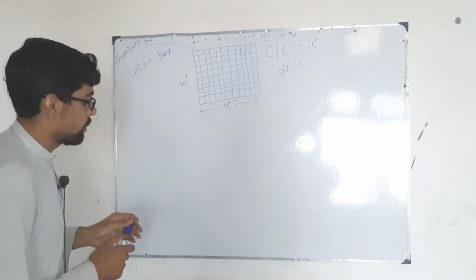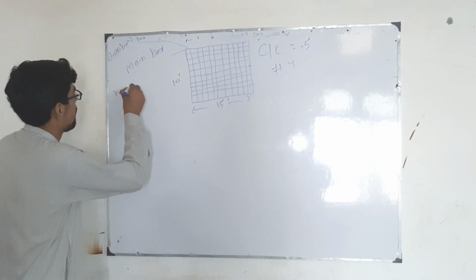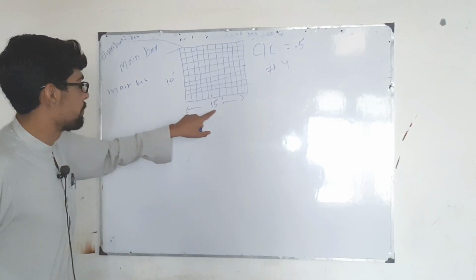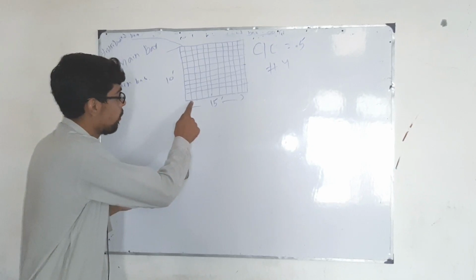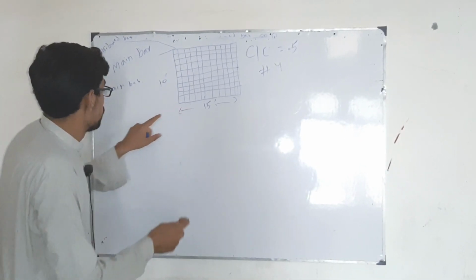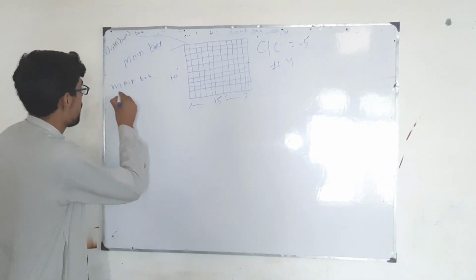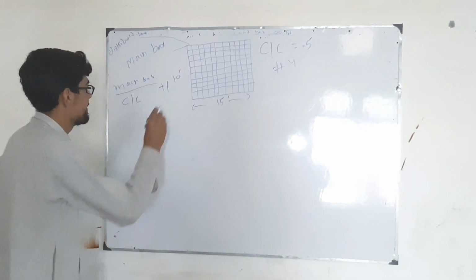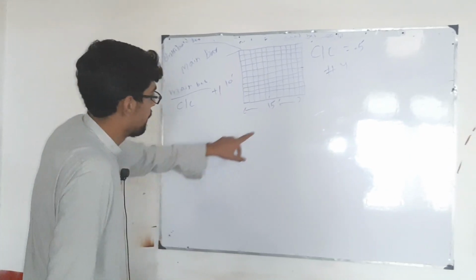For that we have a formula: the main bar number equals length divided by center to center, plus 1. I will take 15, because the main bars are provided along that section. So what is the length here? It is 15.